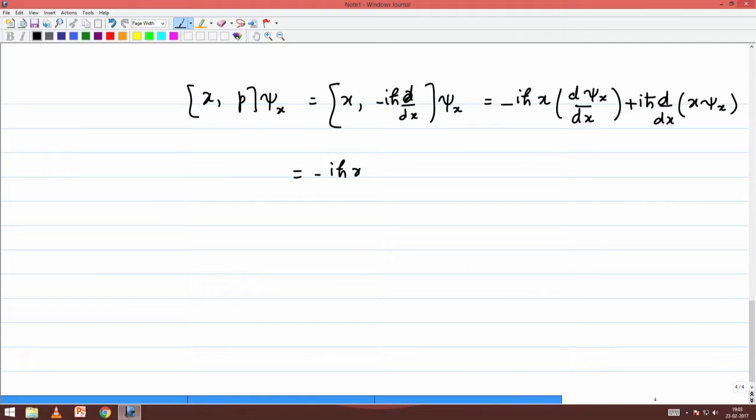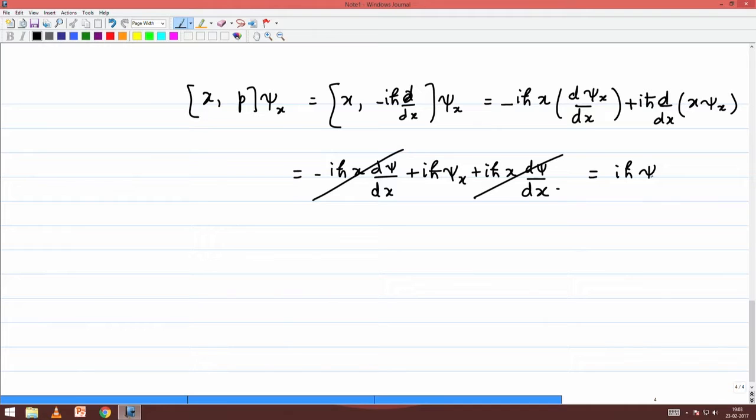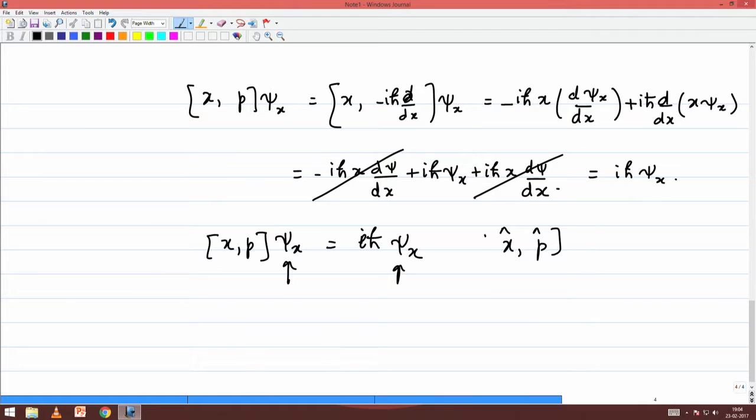minus i h bar x d psi/dx plus i h bar d/dx acting on x will give you 1, so it gives you psi of x, and the other would be i h bar x d psi/dx. These two cancel, therefore what is left over is i h bar psi of x. So what you see is that the operation of xp minus px on psi of x gives you i h bar times psi of x. It's independent of what psi of x is. Therefore, we say that the commutator of x and p is i h bar. In fact, this is the one line statement of quantum mechanics.